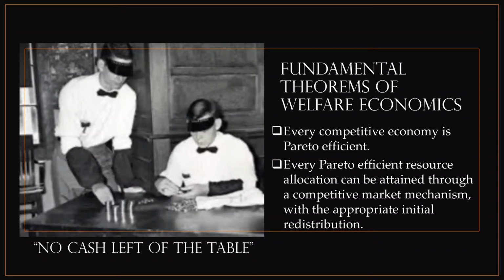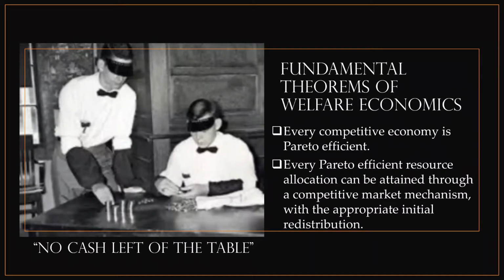And where do we find this condition? Well, according to the fundamental theorems of welfare economics, we say that every competitive economy is Pareto efficient, right? And of course, these are theories, right? Obviously, in practice, we see many examples where that is not the case. But in theory, every competitive economy is Pareto efficient. That means that there is no cash left on the table.